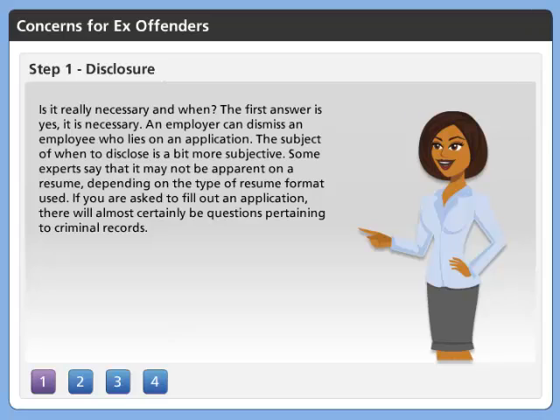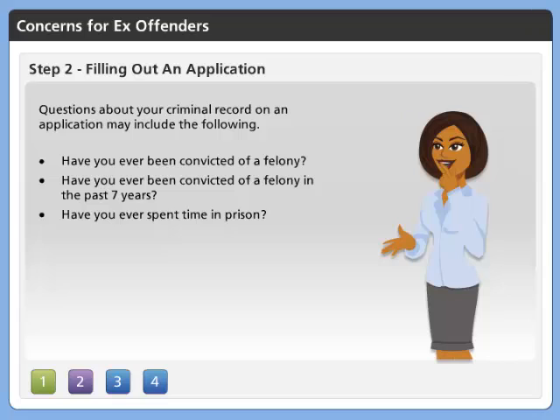Some experts say that it may not be apparent on a resume, depending on the type of resume format used. If you are asked to fill out an application, there will almost certainly be questions pertaining to criminal records. Questions about your criminal record on an application may include the following. Have you ever been convicted of a felony? Have you ever been convicted of a felony in the past 7 years? And have you ever spent time in prison?